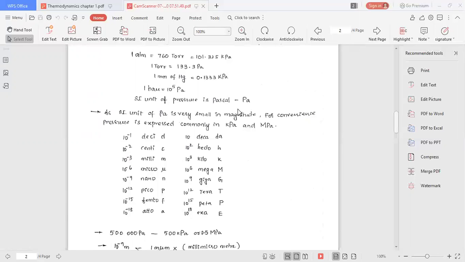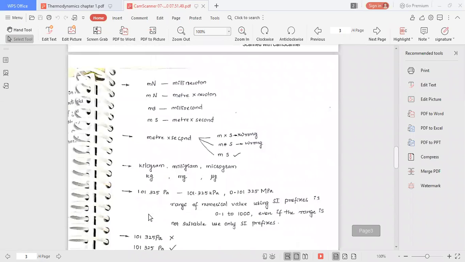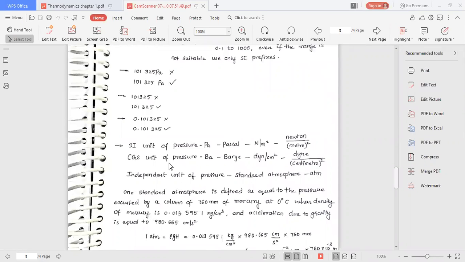And there is a CGS unit also for pressure. The CGS unit of pressure is bar, and the symbol is capital B and small a. What is bar? Bar means the CGS unit for pressure, that is dyne. So we are replacing Newton by dyne and meter square by centimeter square. Dyne per centimeter square is bar and Newton per meter square is Pascal.